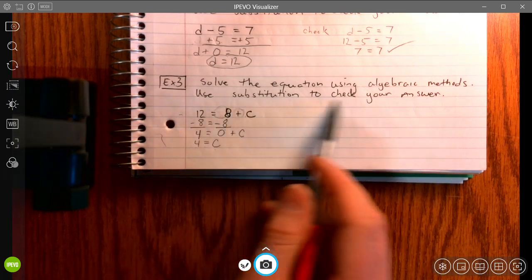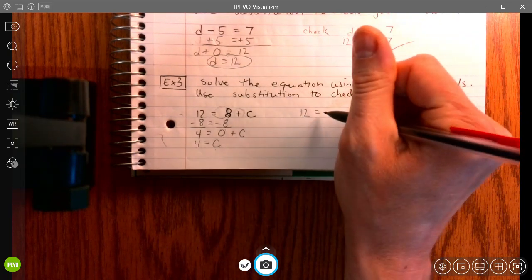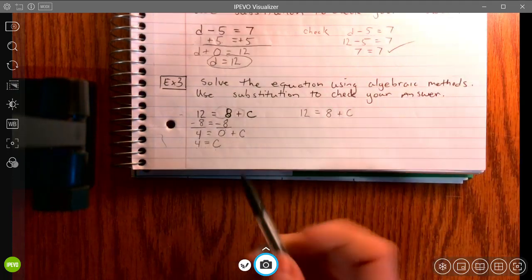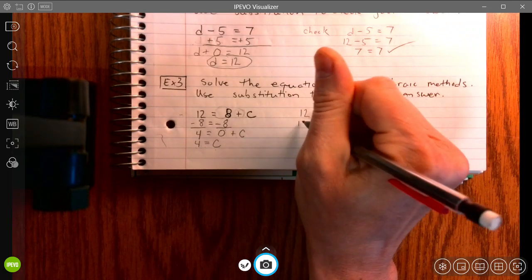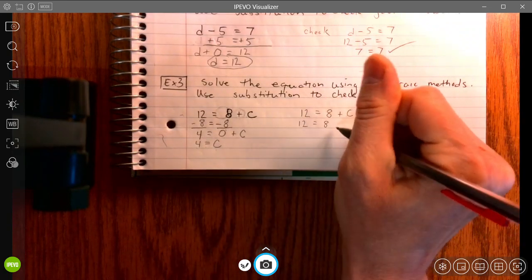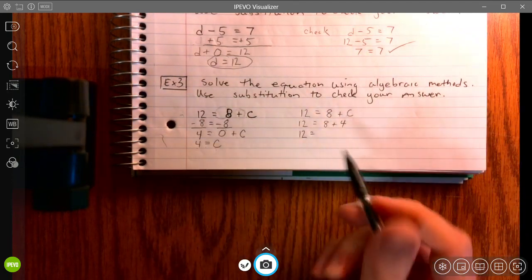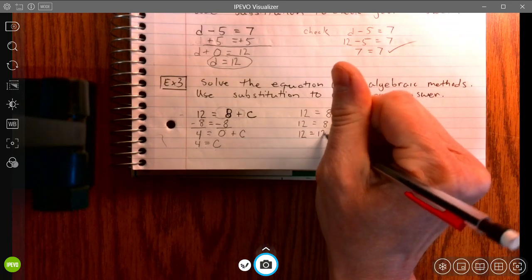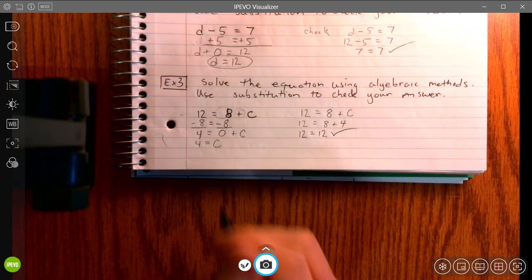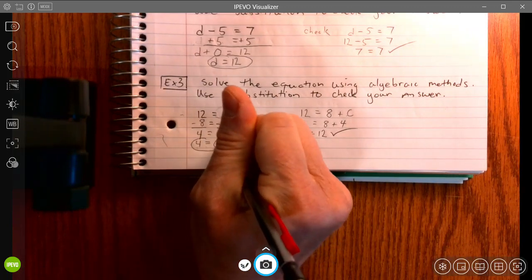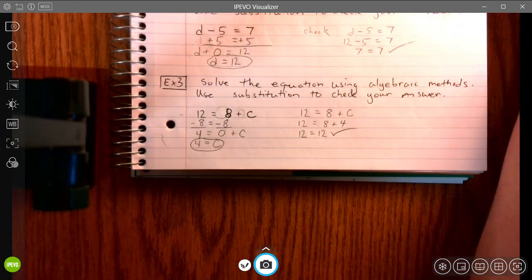Okay. Then I'm going to use substitution to check my answer. I'm going to do that by copying down first the original equation. Now everywhere I see a c, I'm going to plug in a 4. And 8 plus 4 is 12. And I'm going to ask myself, does 12 equal 12? It sure does. That checks out. So I know my answer is indeed 4 equals c, or you could say c equals 4, whichever one.